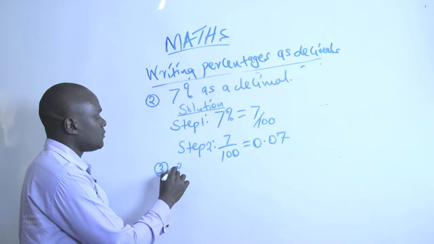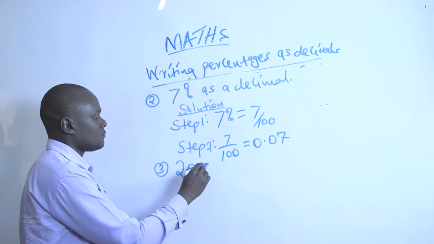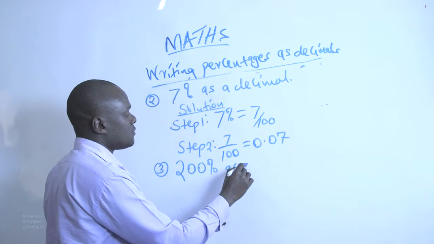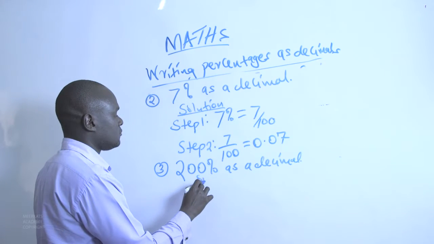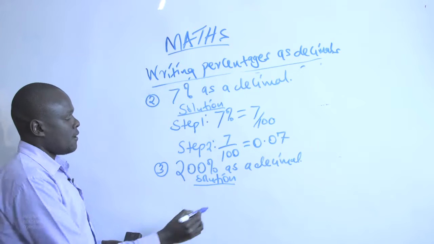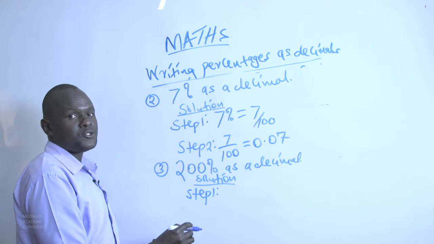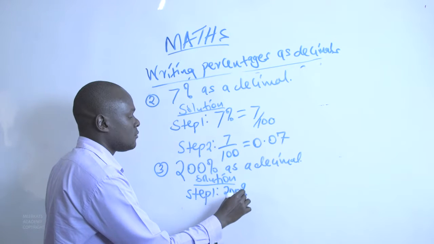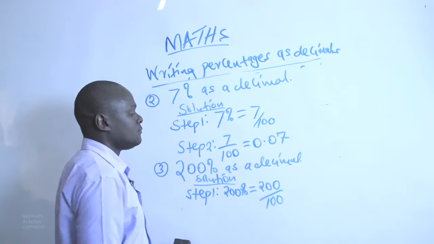can be a number like this one, 200%. We express it as a decimal. Our first step, we express 200% as a fraction, which will be 200 out of 100.